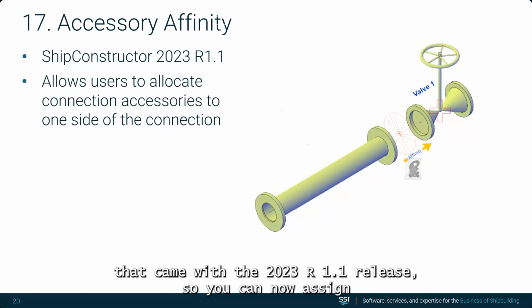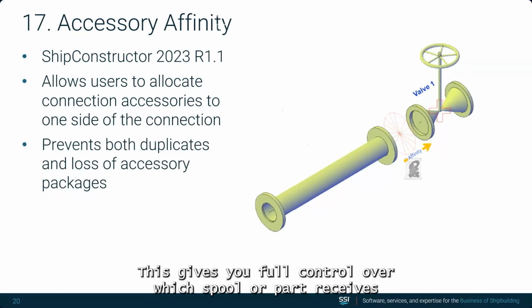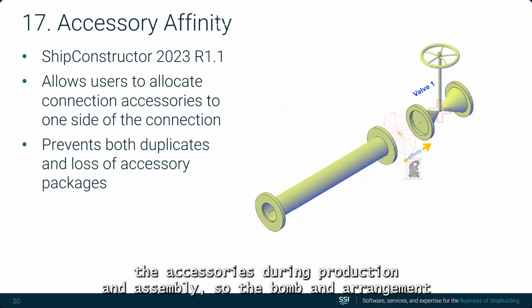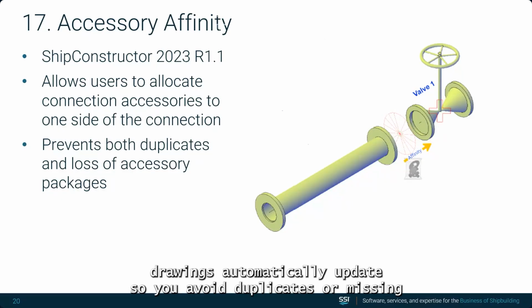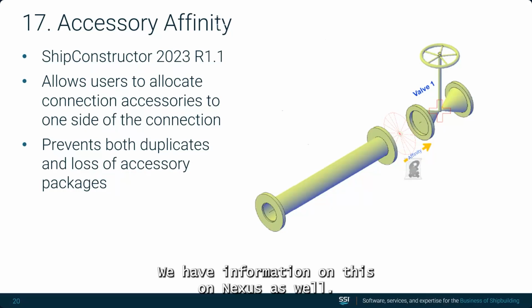And the next feature we have was a long requested workflow improvement that came with the 2023 R1.1 release. So you can now assign connection accessories to a specific side of a connection or unit break. This gives you full control over which spool or part receives the accessories during production and assembly. So the BOM and arrangement drawings automatically update so you avoid duplicates or missing packages, reducing delays and keeping assembly running smoothly. We have information on this on Nexus as well.